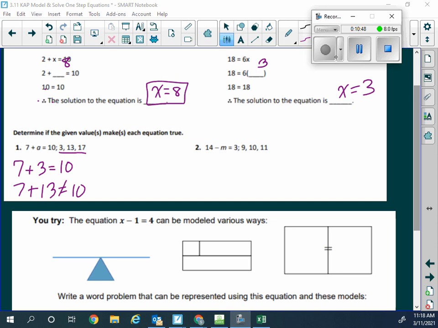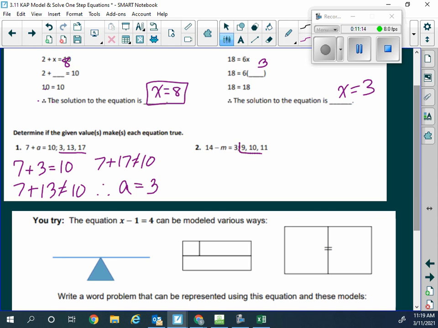And so then 7 plus 17 equals 10. Is that true? No. So we mark it out. So based on this, we can say, therefore, A equals what? 3. That is the value of A that makes it true. That's all you do. Look at the next one.